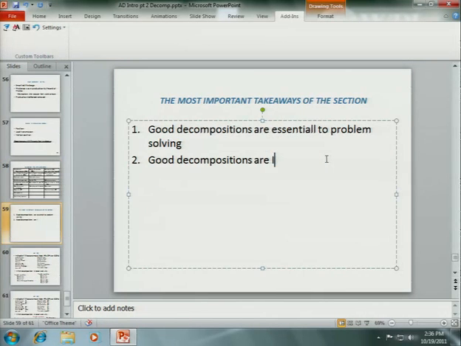Start whenever you're ready. Okay. I just did, oh, there it is.